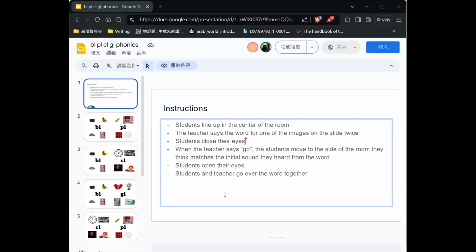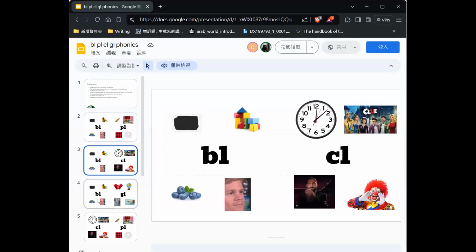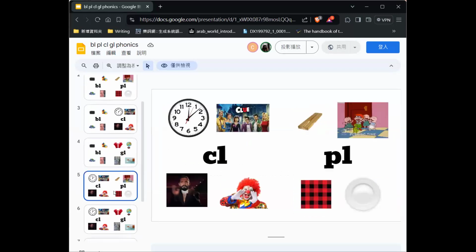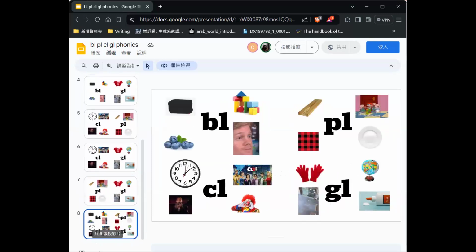Caroline's activity is sort of like Four Corners. If you are familiar with the game Four Corners, you say something and the kids go to the four corners of the room. With this, the students will line up in the center of the room, and then the teacher will say the word for one of the pictures. As you can see, we have a bunch of different pictures. These all focus on the consonant blends with L.